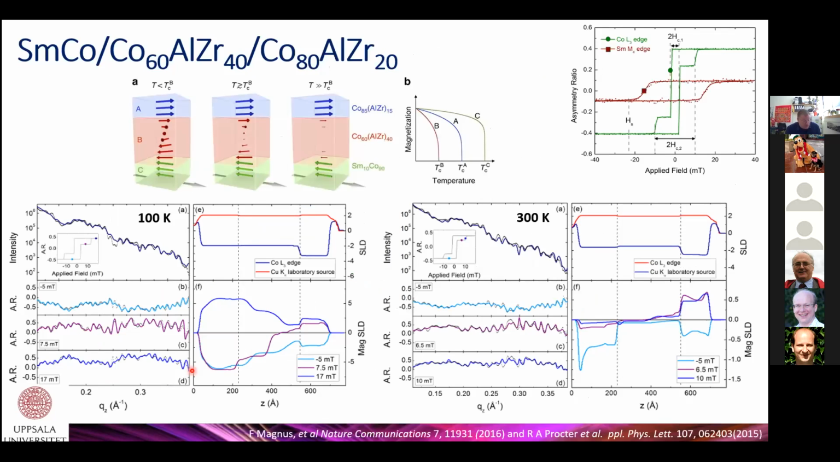Similarly, we looked at this sort of material structure. So this is samarium cobalt, and then 2 layers of cobalt aluminium zirconium. And what we've done is we've changed the amount of cobalt in these layers. What happens here is we have a hard samarium cobalt layer, and then we have a soft cobalt aluminium layer. And by changing the cobalt contribution, you have different ordering temperatures of the 3 layers. So the question was, how was the profile behaving and how was the magnetization behaving?